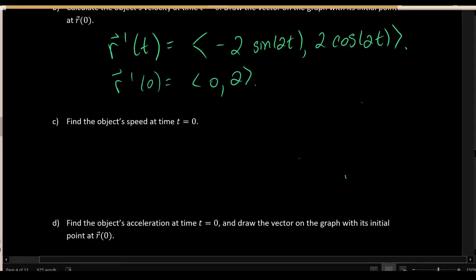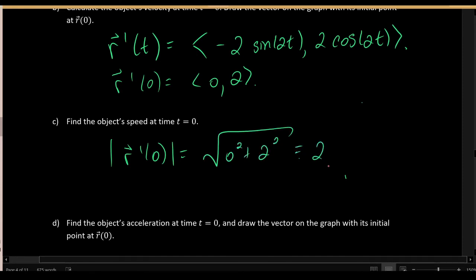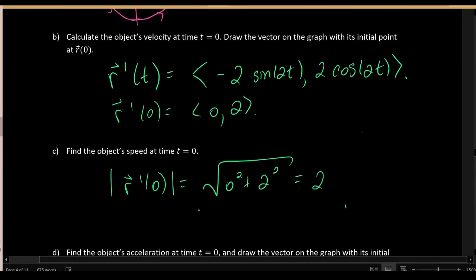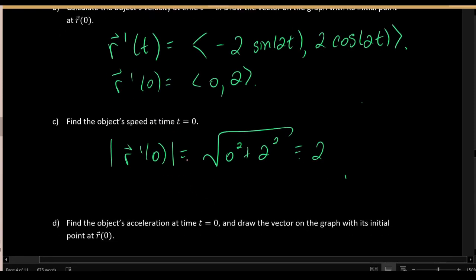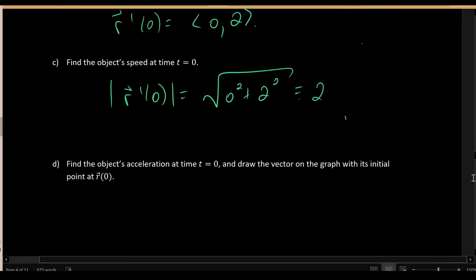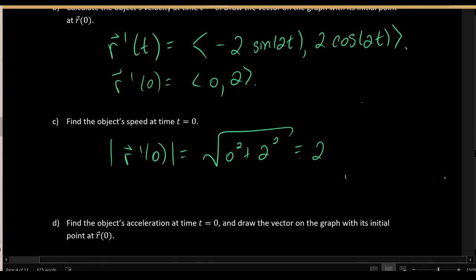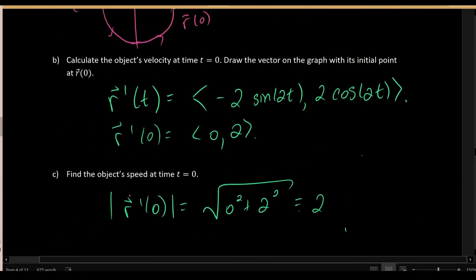Now we can confirm this by going ahead and calculating the object's speed, the magnitude of the velocity vector that existed at t equals 0, which was just the square root of 0 squared plus 2 squared, the square root of 4, which is 2. So the object speed at time t equals 0 is equal to 2 units of speed, perhaps 2 meters per second. Likewise, we can go ahead and graph the acceleration vector.